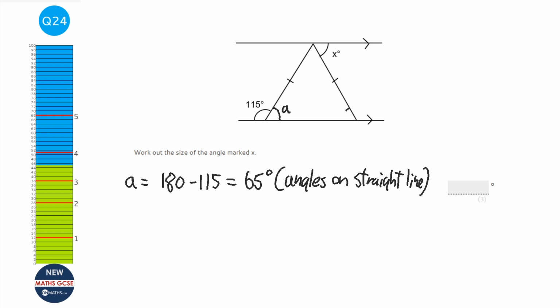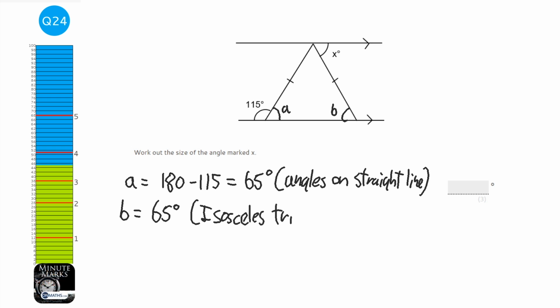And if I know A, I know that B as well, so B is going to equal 65 degrees as well, because it's an isosceles triangle. All the bottom angles in an isosceles triangle are equal, assuming that the isosceles triangle has the two same sides on the left and right. Obviously if it's rotated it's not the bottom two angles, but it's always going to be these two angles here. Okay, so B is 65.